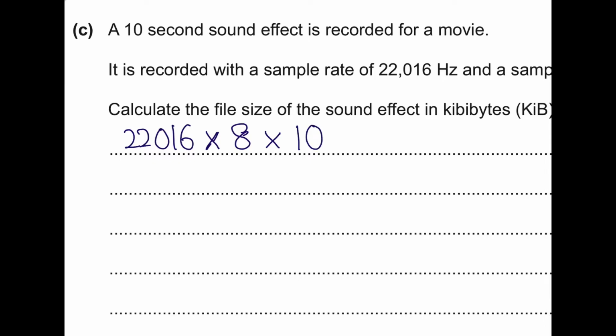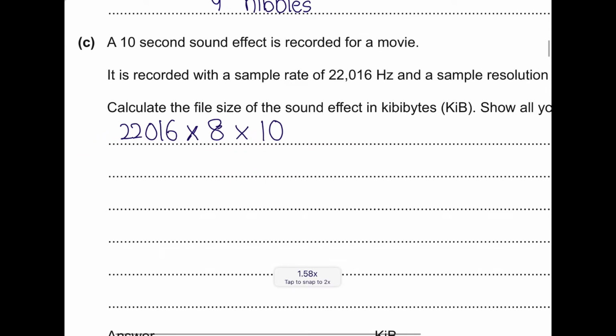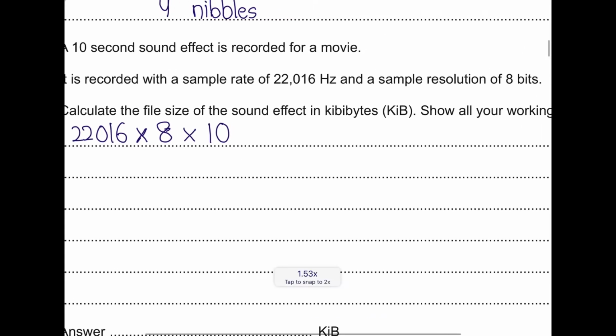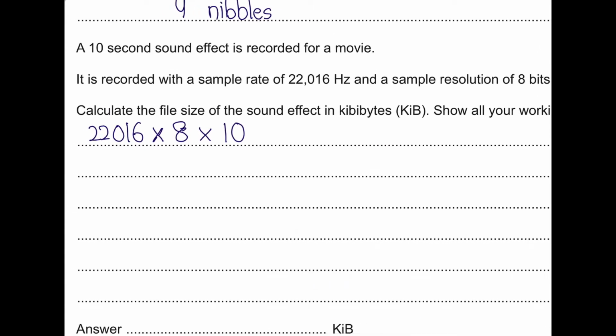Now this is 8 bits, but if I want my answer in bytes, I can simply switch this 8 value to bytes. I know that 8 bits is basically 1 byte. This would give my answer in bits, but I can simplify it so that I write 22,016 times 1 times 10.